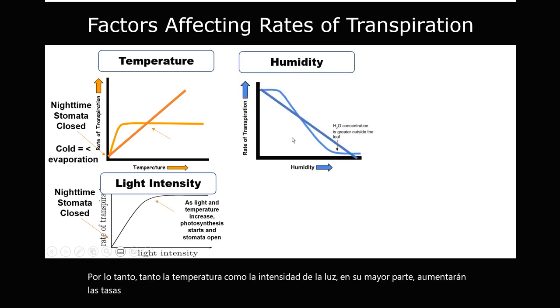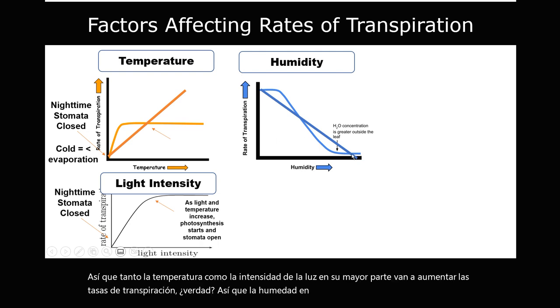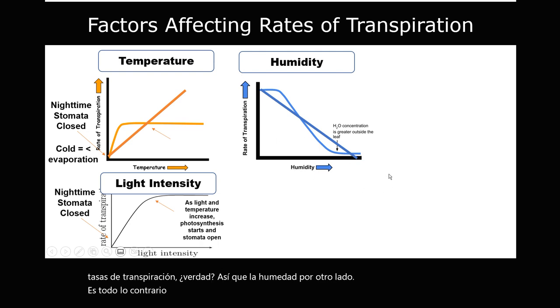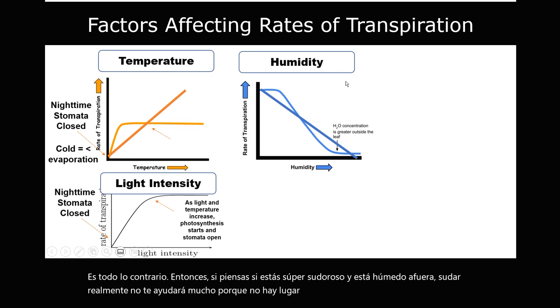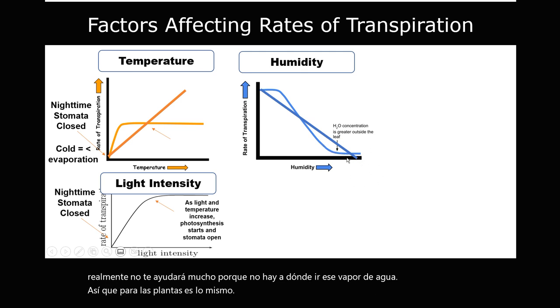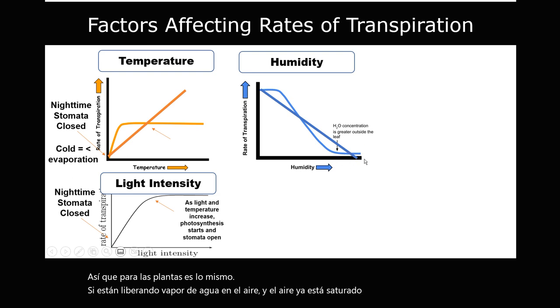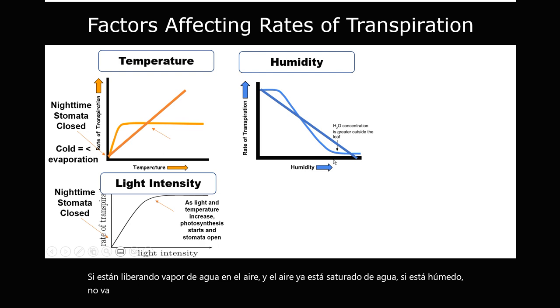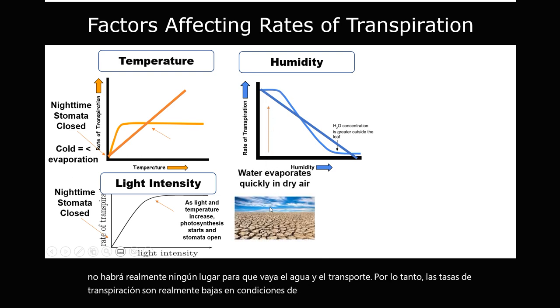So humidity, on the other hand, is the opposite. If you think about it, if you're super sweaty and it's humid outside, sweating isn't really going to help you that much because there's nowhere for that water vapor to go. So for plants, it's the same. If they're releasing water vapor into the air and the air is already saturated with water, if it's humid, there's not going to be really anywhere for that water and transpiration to go, so transpiration rates are really low under high humidity conditions. So compare that to when the air is very dry, right?